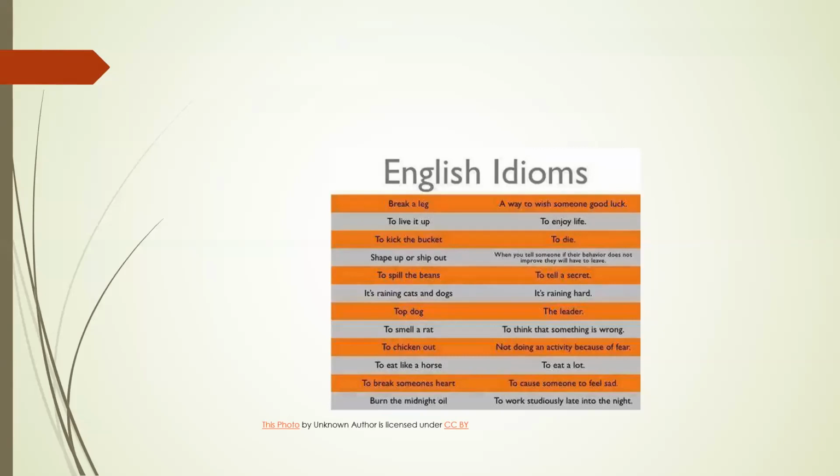Next one is to chicken out: not doing an activity because of fear. To eat like a horse: to eat a lot. To break someone's heart: to cause someone to feel sad. Burn the midnight oil: to work studiously late into the night. These are actually very interesting. Knowing these idioms and using them when you are speaking or writing shows that you are very well aware of the language. We'll also learn how to use these in sentences. I can give you some examples.